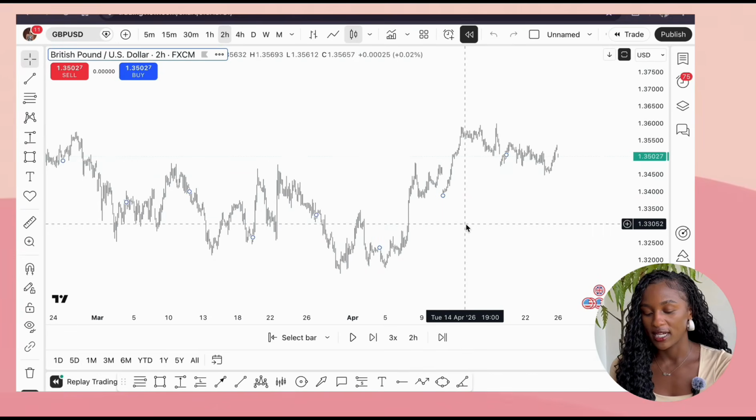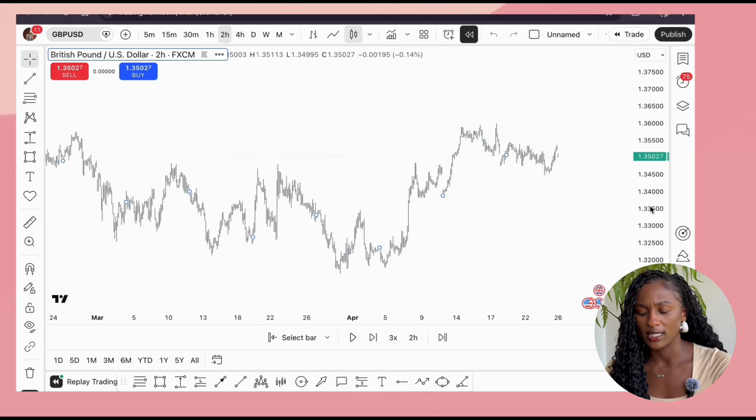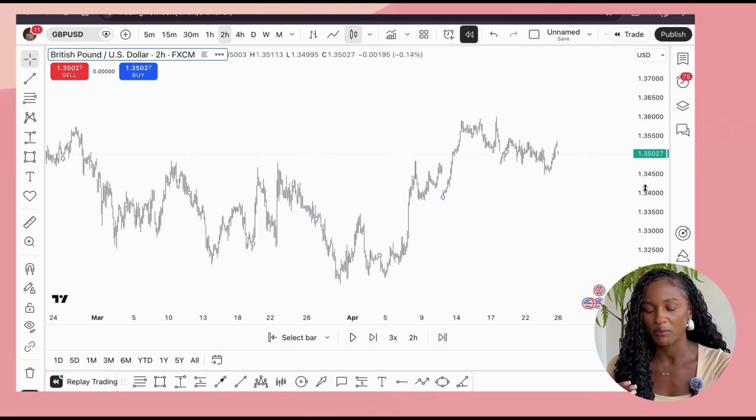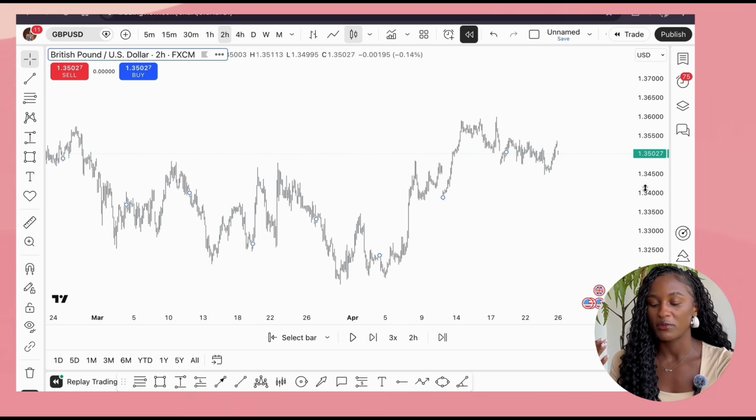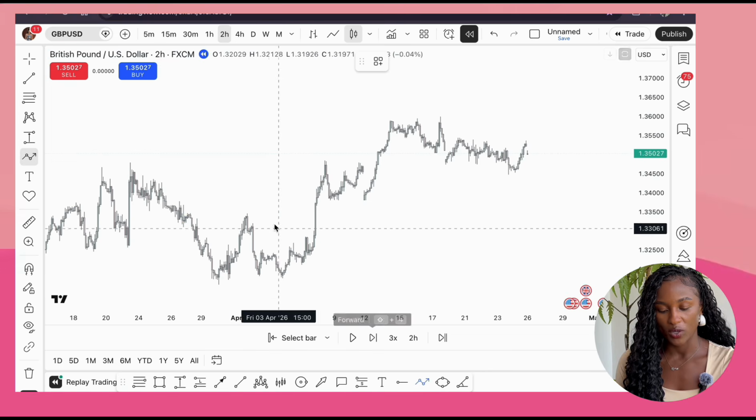So when I'm looking at structure, I always want to see where am I in the market? Am I in a downtrend? Am I in an uptrend? Or am I consolidating? And since I'm looking at M15 for entries, I'm going to look at a higher time frame like H2 or H4 to be able to determine how the overall structure is unfolding. In my chart, we are in an uptrend.